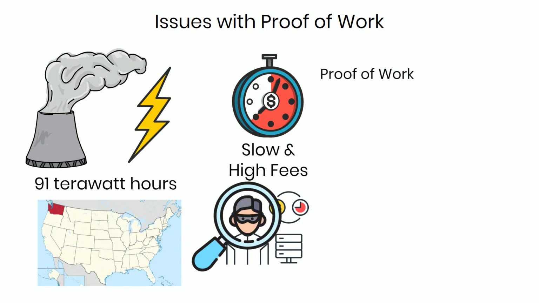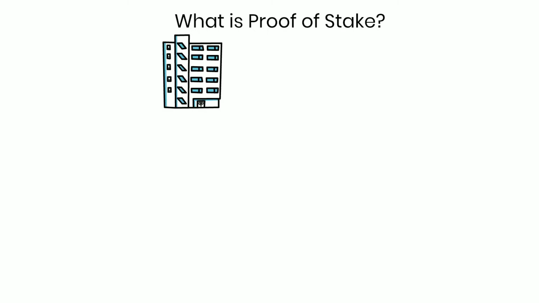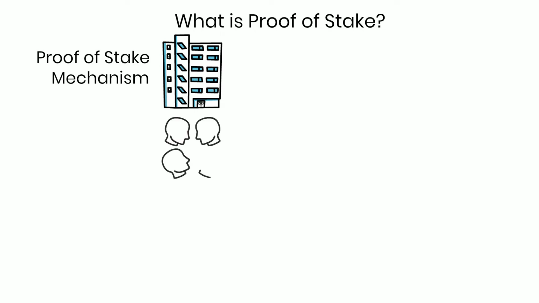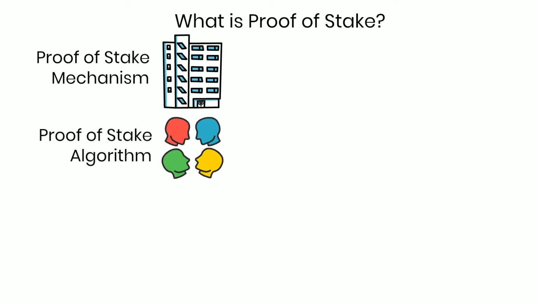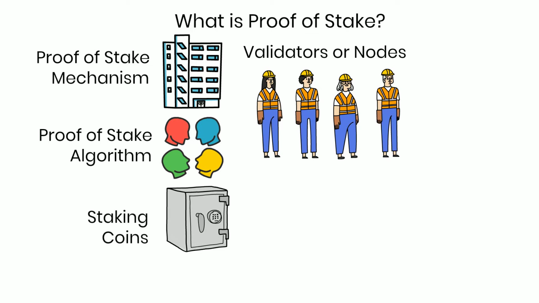Even though both proof of work and proof of stake mechanisms share the same goal of validating cryptocurrency transactions, the process of getting to the same goal is very different. What is proof of stake then? Referring back to our building analogy at the start, the whole building apartment is the proof of stake mechanism. The building authority is the proof of stake algorithms. The contractors are the validators or nodes. The act of placing security deposits in order to join the building circle is akin to staking coins.